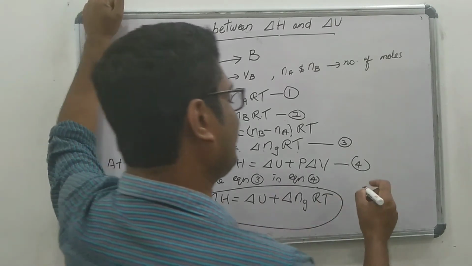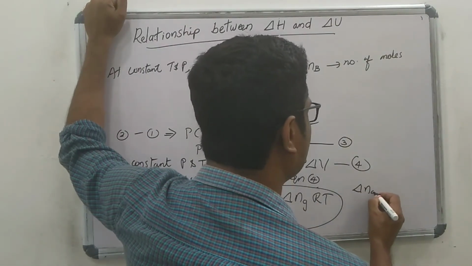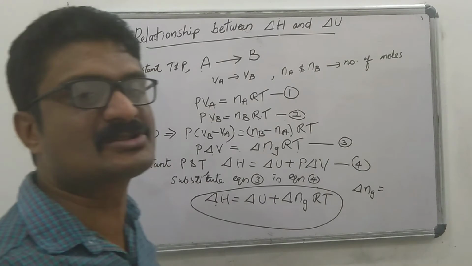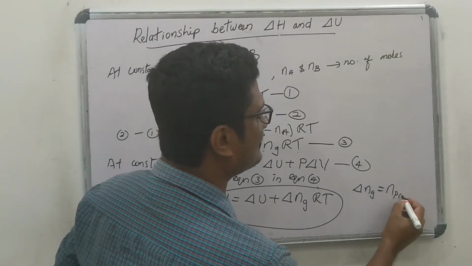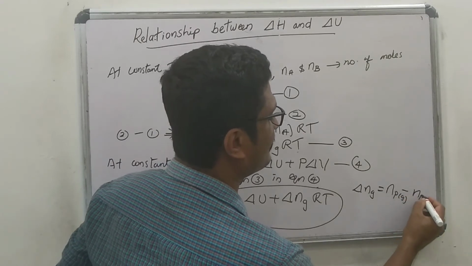Then here delta Ng means what? Change in the number of moles of gases, that is number of moles of the gaseous product minus number of moles of the gaseous reactant.